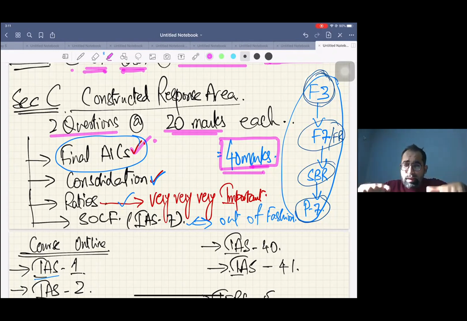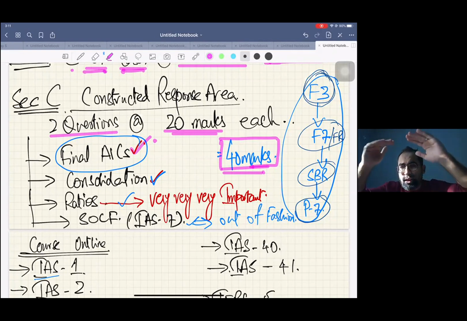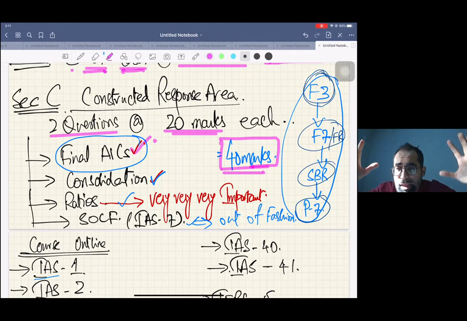But here in the F7 paper, in the FR paper, you will get the trial balance as well. You will get adjustments of IAS and IFRS. Like in adjustment number 1, you may get IAS 16, adjustment number 2, IAS 37, adjustment number 3, IFRS 15. So in final account, you will be tested with advanced accounting standards. F3 was nothing. It was a piece of cake.